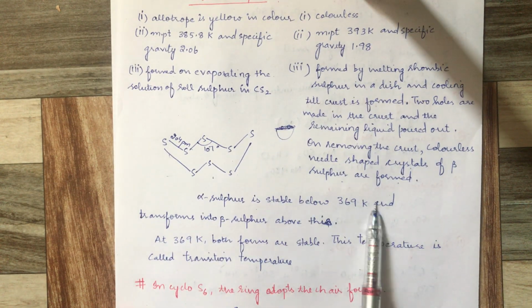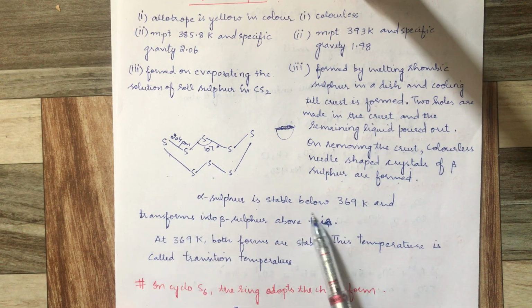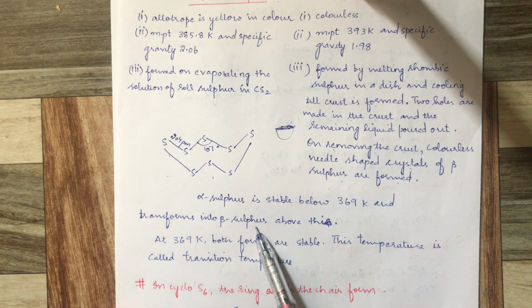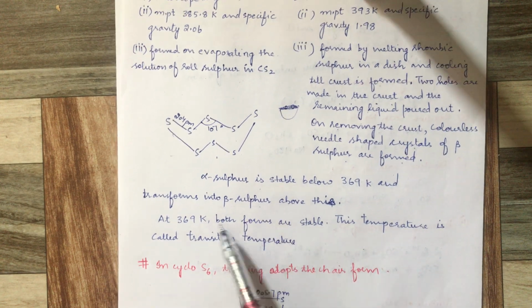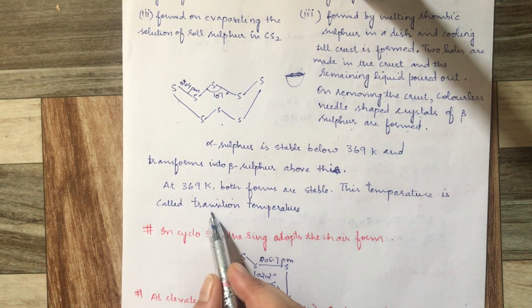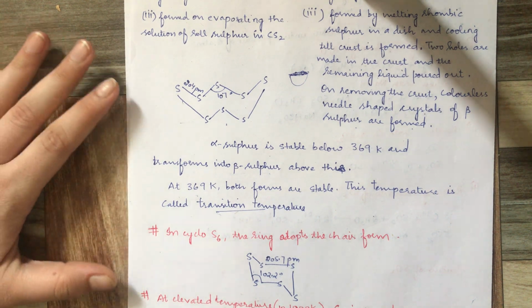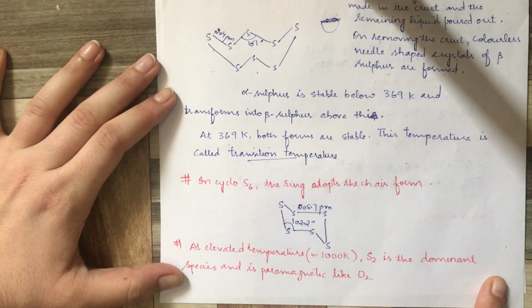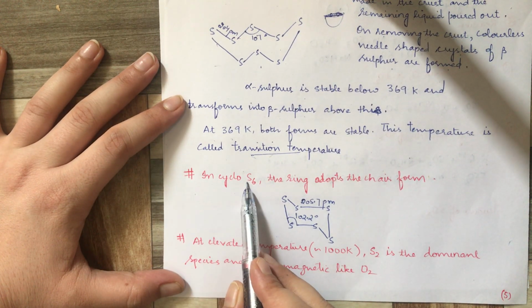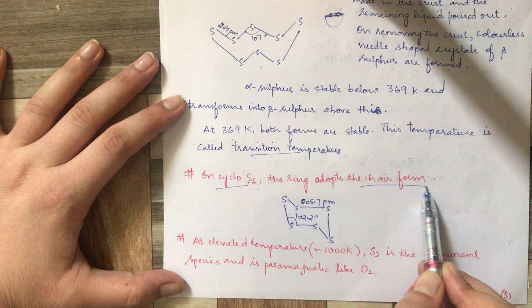So below 369 Kelvin, alpha sulfur is more stable. Above 369 Kelvin, beta sulfur is more stable. And at 369 Kelvin, both the forms are stable. So this temperature is called the transition temperature, where both the allotropic forms are stable. So what is that transition temperature? That is 369 Kelvin. There is another form, S6, which is cyclic, that adopts a chair form.